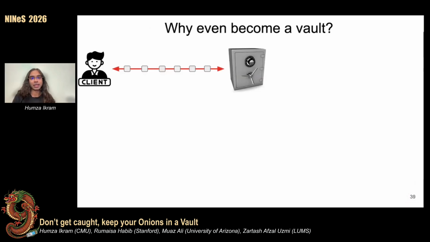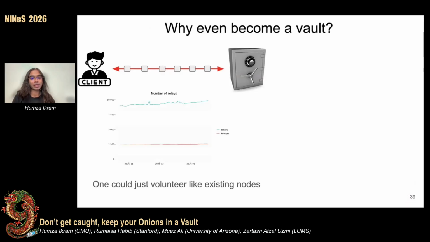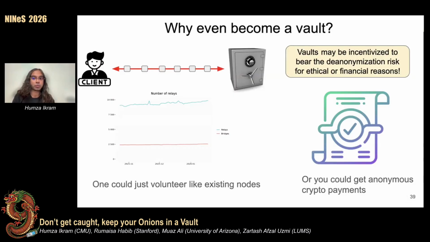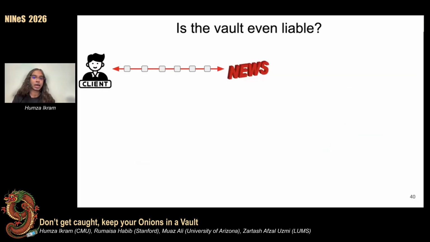Moving on, one might wonder why one would even become a vault. Well, one could just volunteer, like the 10,000 or so nodes right now that are volunteering as relays. Or they could have some anonymous crypto payment scheme with zero knowledge, which they might use to be incentivized. Like it's either for ethical or financial reasons. Maybe they just really care about privacy.